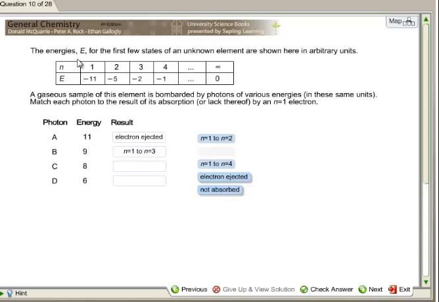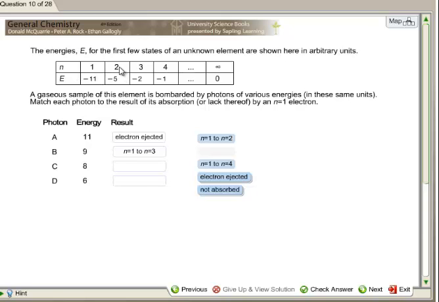The energies E for the first few states of an unknown element are shown here in arbitrary units. So here are the energies, -11, -5, -2, -1. We're not given units, but it's very nice that these values are integers. And by first few states, it's talking about the principal quantum number n. So if an electron is in n equal 1, it's going to have an energy of -11.